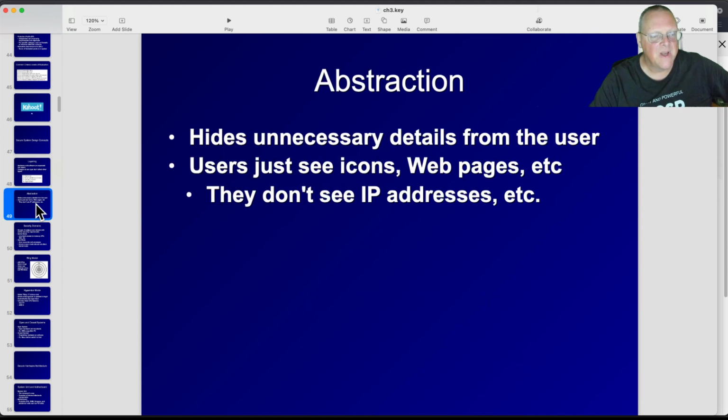All right, so abstraction is a property where you hide unnecessary details from the user, and this is huge in computing. An average user just wants to see a web page or an email, and they don't want to see a bunch of computer code or transistors or anything which is underlying that. They just see information at the level of abstraction that is appropriate for them.